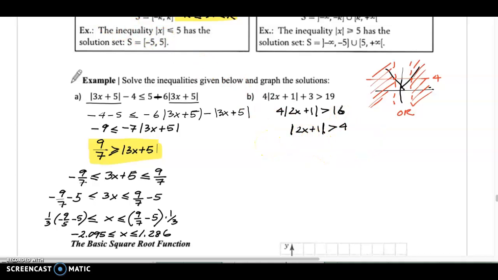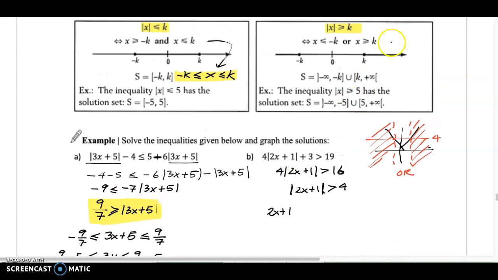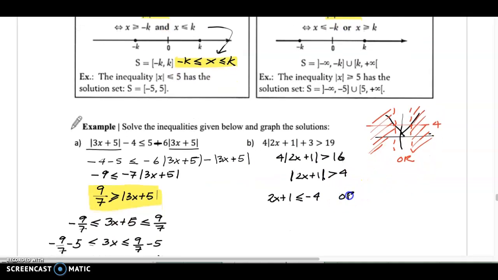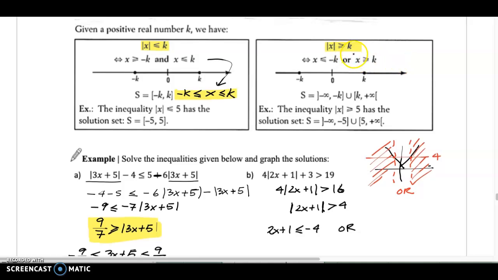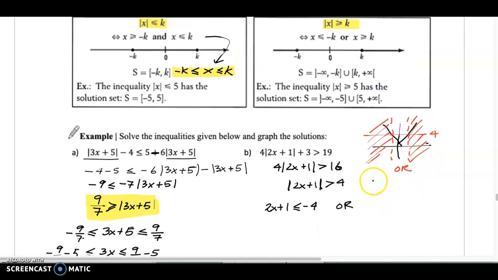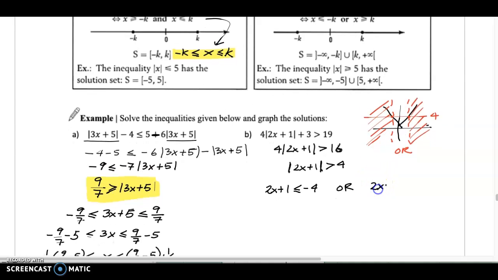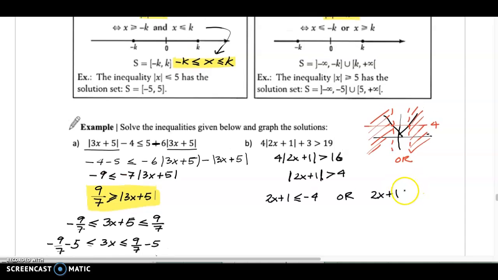It's going to be the same situation. So how do I do this? Well, it's either going to be 2x plus 1, and look at what we have, right? It's either this, less than or equal to minus 4, or, and then put a big or, 2x plus 1 greater than or equal to 4.